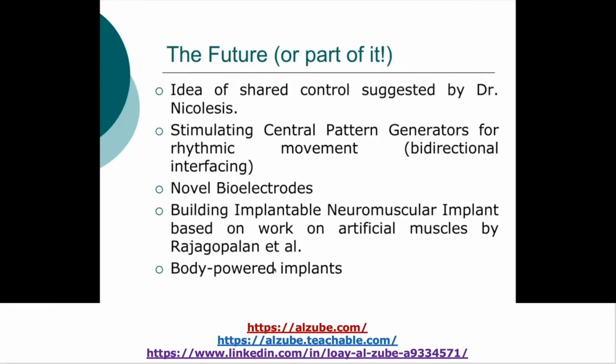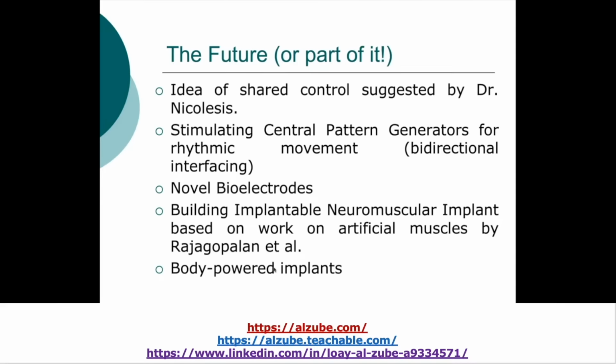Now, the future, or part of it, we are looking for the idea of shared control. Some electrodes or micro electrode array in the brain will be controlling something. It's a unique idea, but it's actually getting traction. Also, we're looking at stimulating central pattern generators for rhythmic movement, bidirectional interfacing. That is to help afferent pathway and the afferent pathway synchronization.